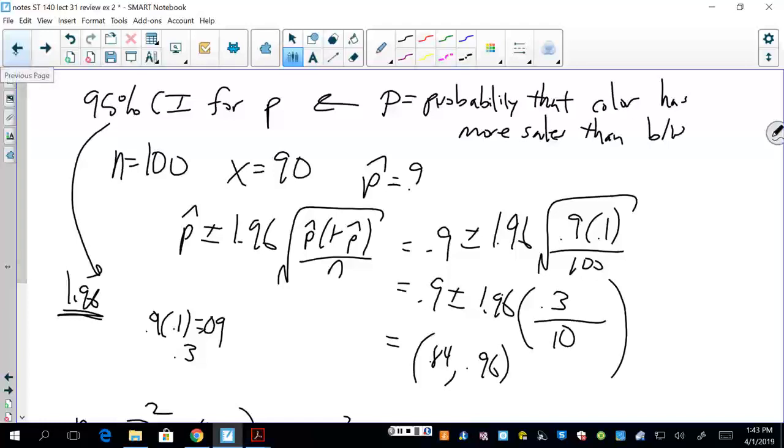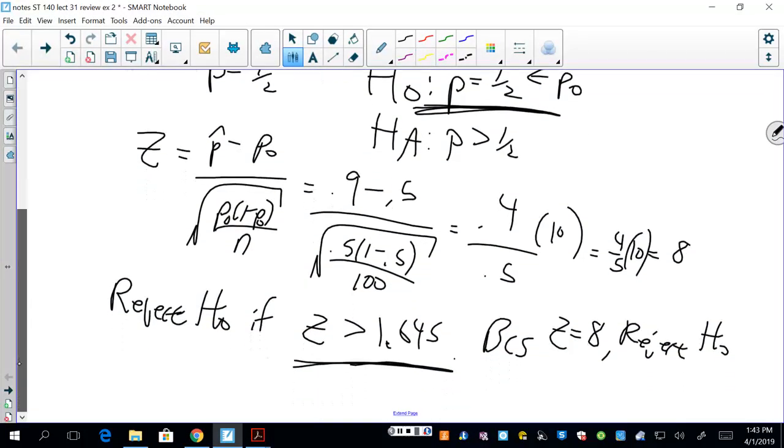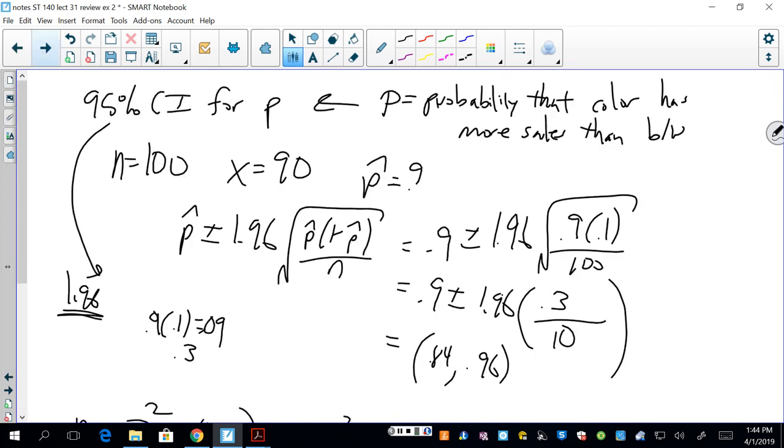The previous page was a hypothesis testing problem, and we got a z-value. You do the null hypothesis of 1/2 against the sample proportion, and then the standard error is this part. So we get a z-value of 8. You would do that no matter what you're going to do. And then if you're testing, you can compare it to a z-value like 1.645. This one was phrased as one-sided.